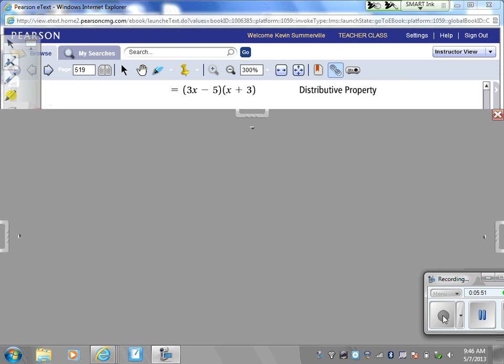The last thing I'd like you to do is tell me how did they get 3x minus 5 and x plus 3 as my final answer. So go ahead and take a few minutes to figure out what they did to get that final answer.